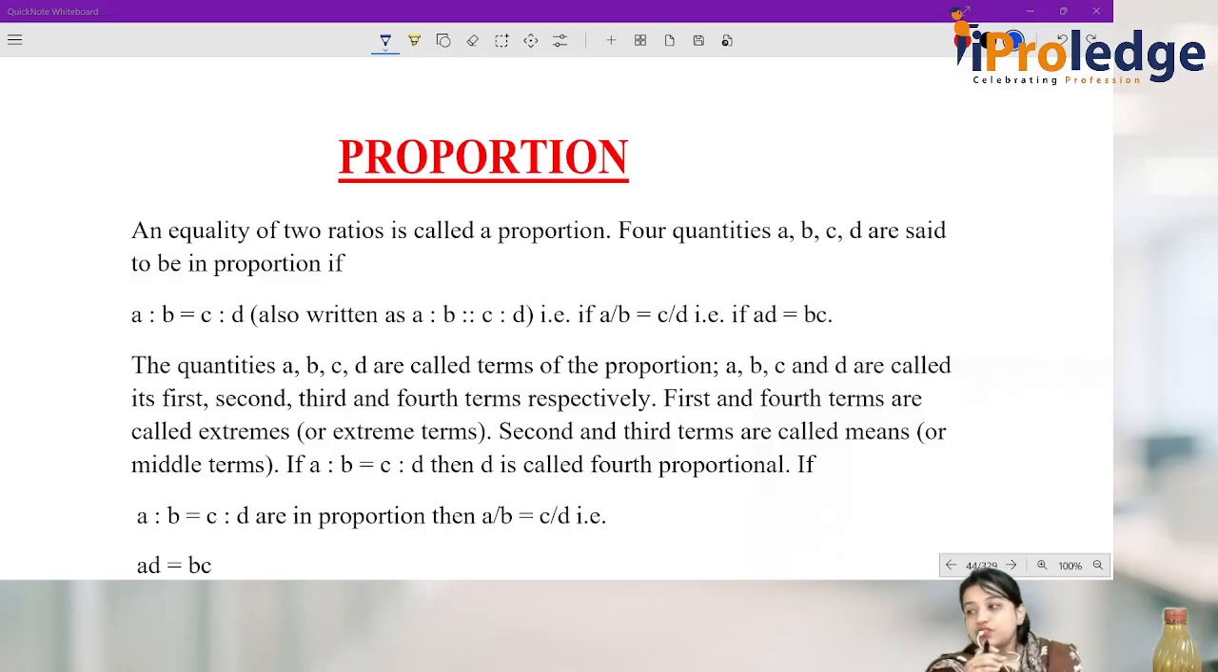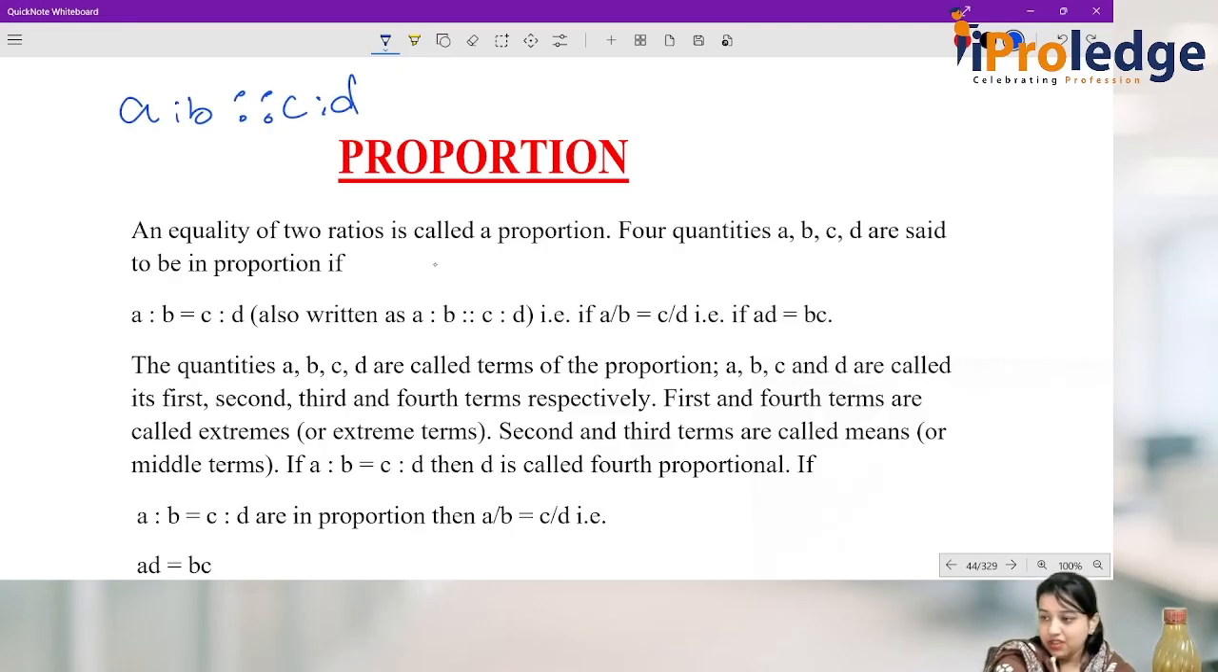Equality of two ratios is called proportion. You are equating two ratios. Write one ratio on the left hand side, another ratio on the right hand side, and put equal in the middle. Instead of equality, we can even take double colon. That is also proportion. And we have four terms in a proportion.